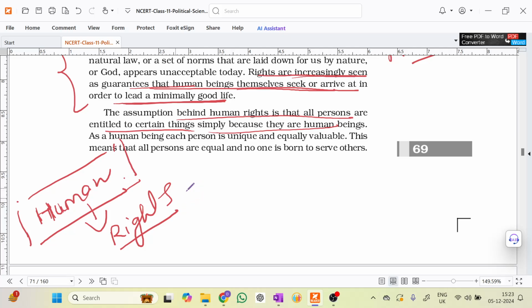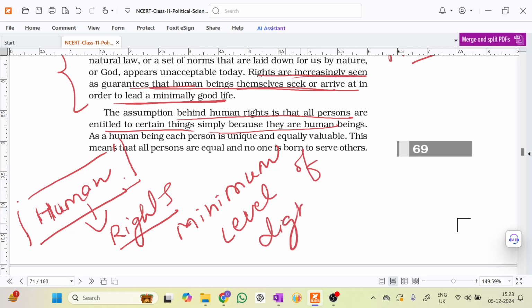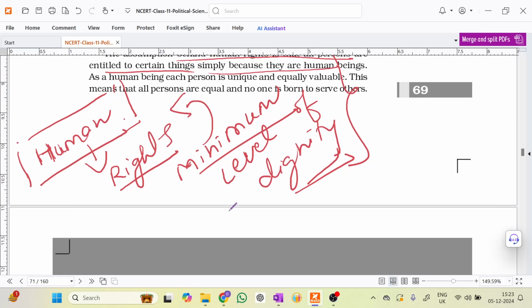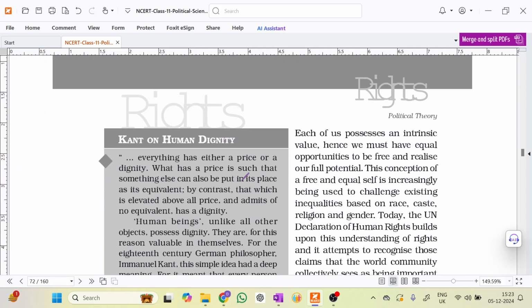and these human rights, you can know, are all rights which help us live a minimum level of dignity, a minimum level of meaningful life. So such an entitlement that helps us live at such a minimum level of dignity is known as human rights.